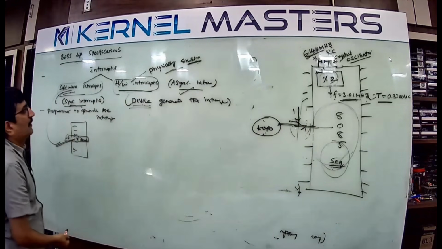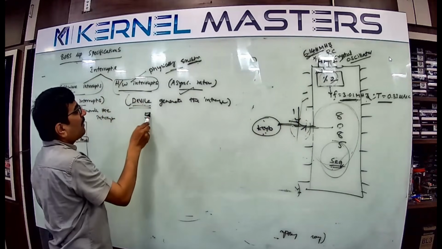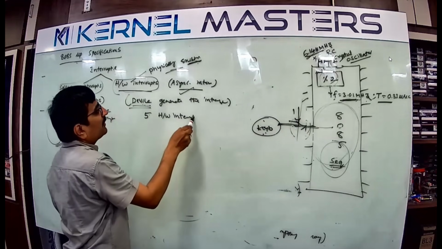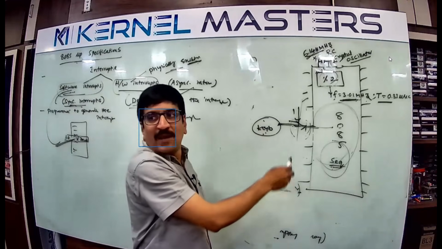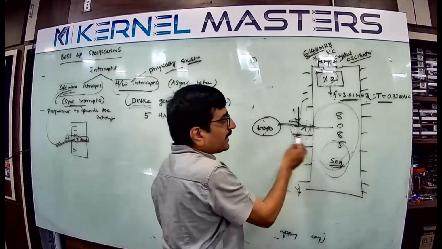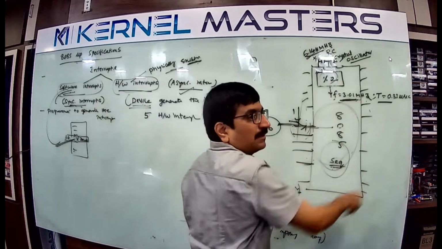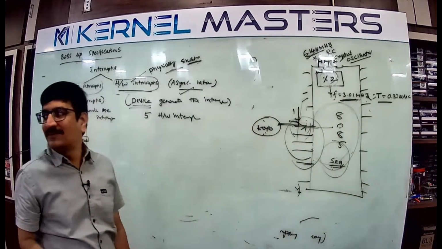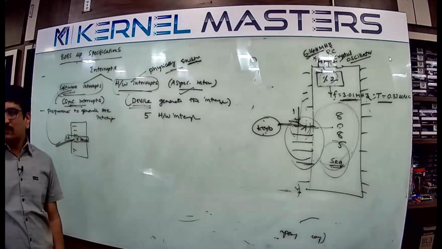Understood? In the 8085 microprocessor, there are only 5 hardware interrupts. So n hardware interrupts means n pins. How many hardware interrupts are there? 5. How many pins? 5. Out of the 40 pins, 5 pins are hardware interrupts, physically existing.